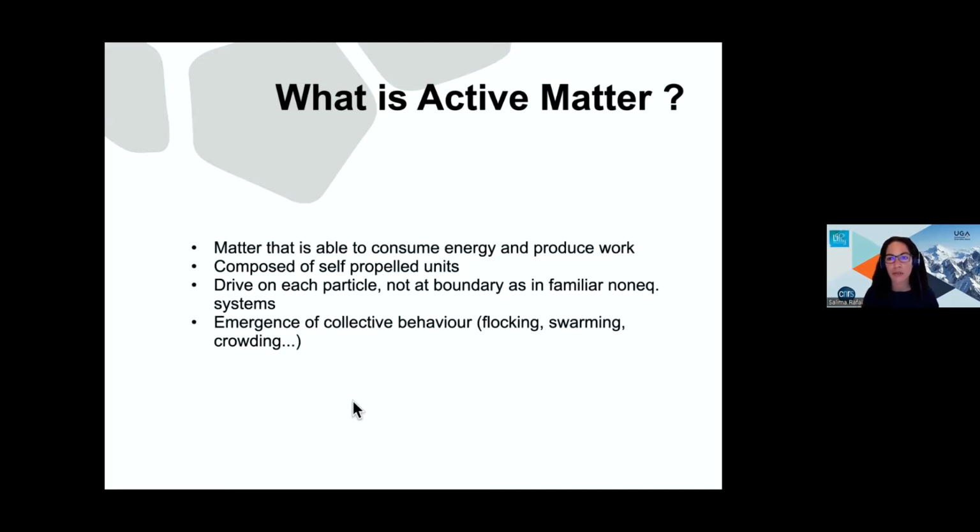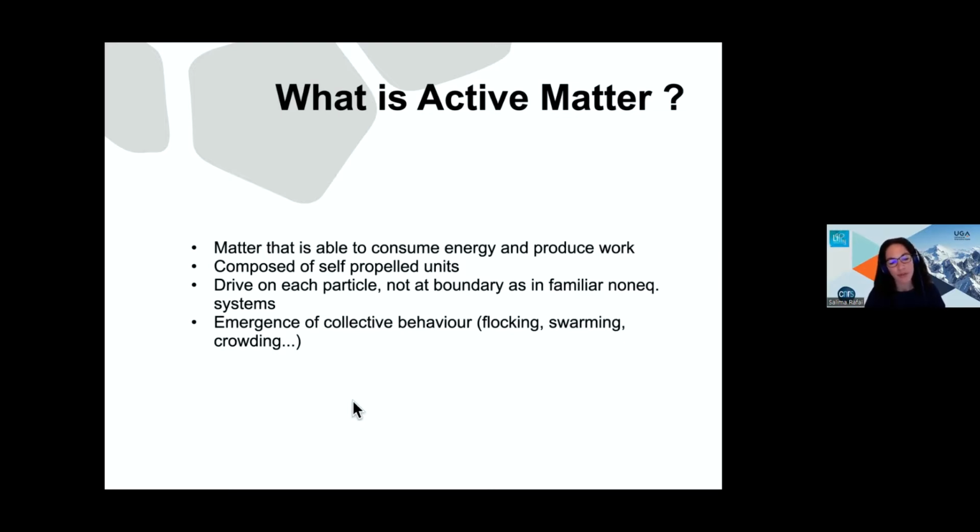So I thought I could just give some generalities about active matter, and probably you might all know what active matter is now, but I will just take some properties I listed here. It's a matter that is able to consume energy to produce work. So it's an out of equilibrium system by essence. It's composed of self-propelled units, and the drive is done on each particle, not at the boundary, as we might know from familiar non-equilibrium systems.